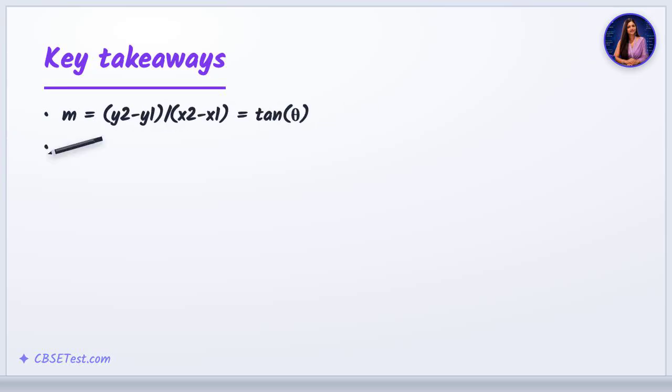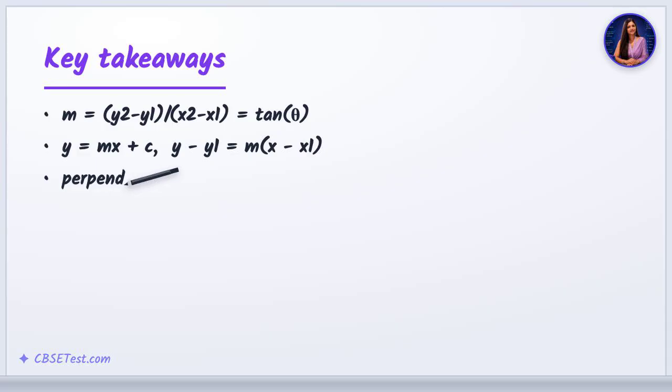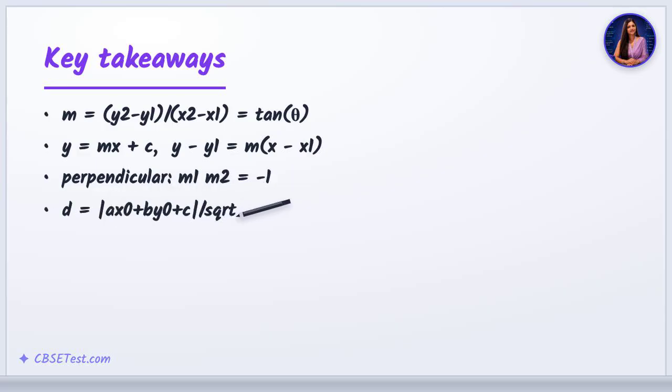To recap, slope is rise over run and equals tangent of the angle. Know the slope-intercept and point slope forms. Perpendicular slopes multiply to -1, and use the distance formula from a point to a line.